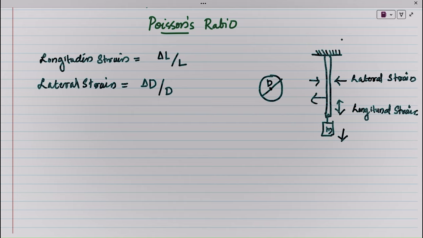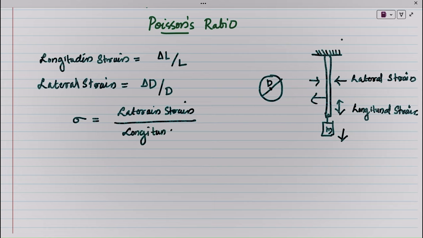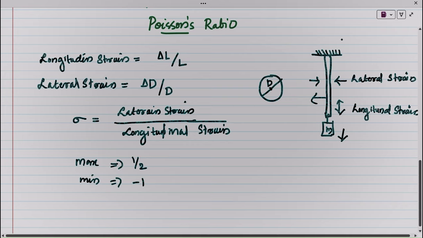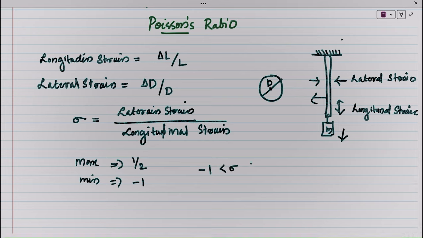It is a change in diameter to the original diameter, and the Poisson's ratio can be defined by the letter sigma. According to Poisson's ratio, the ratio of lateral strain to longitudinal strain is a constant. That constant is called sigma, and the ratio is called Poisson's ratio. And the Poisson's ratio has a certain limit. That is, the maximum would be half, and the minimum value is -1. That is, Poisson's ratio exists between -1 to 0.5. This is the limiting value of Poisson's ratio.